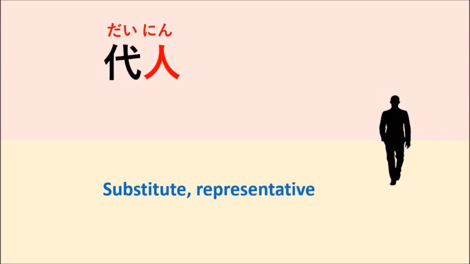Daijin. Daijin means substitute or representative. Here, the kanji of dai means represent. It means substitute, or that you change to represent something. So when you put it with the people, that means representative or substitute of the person.